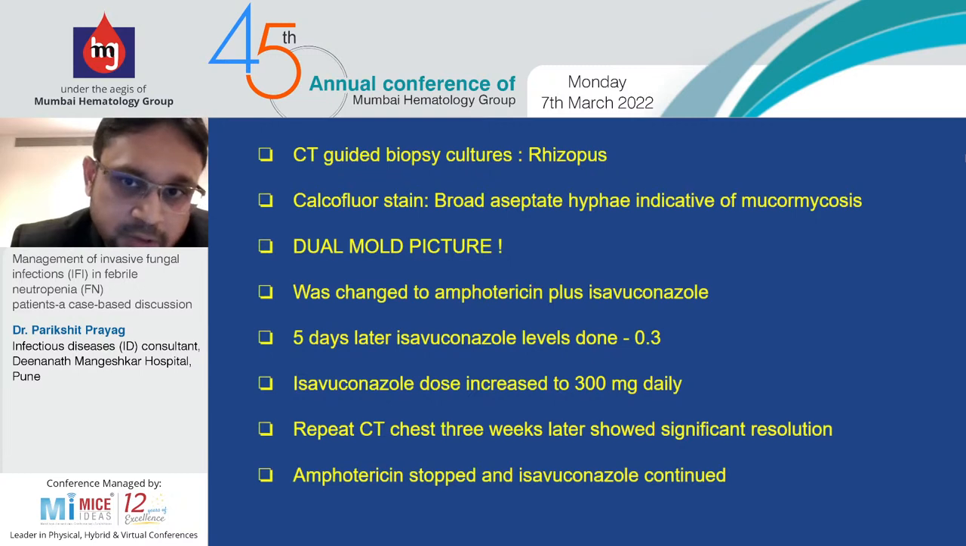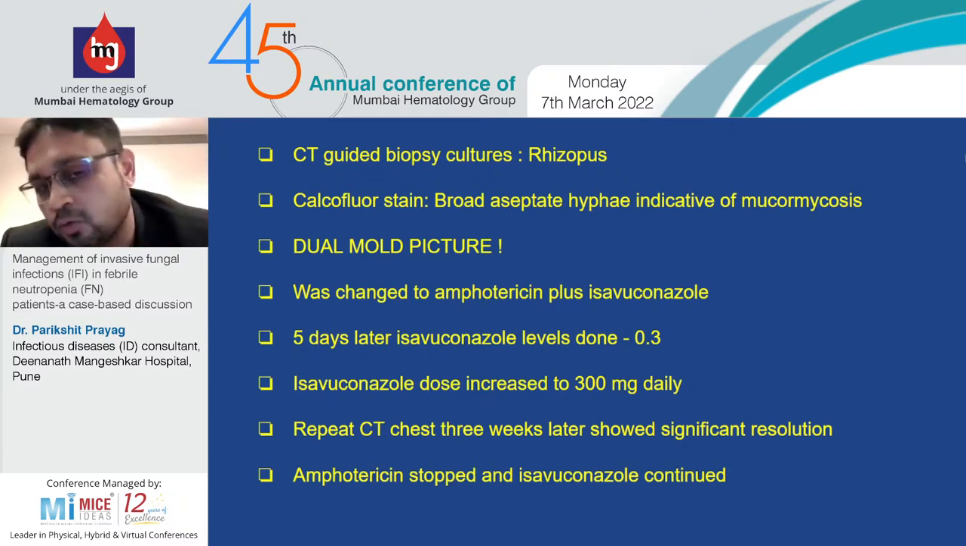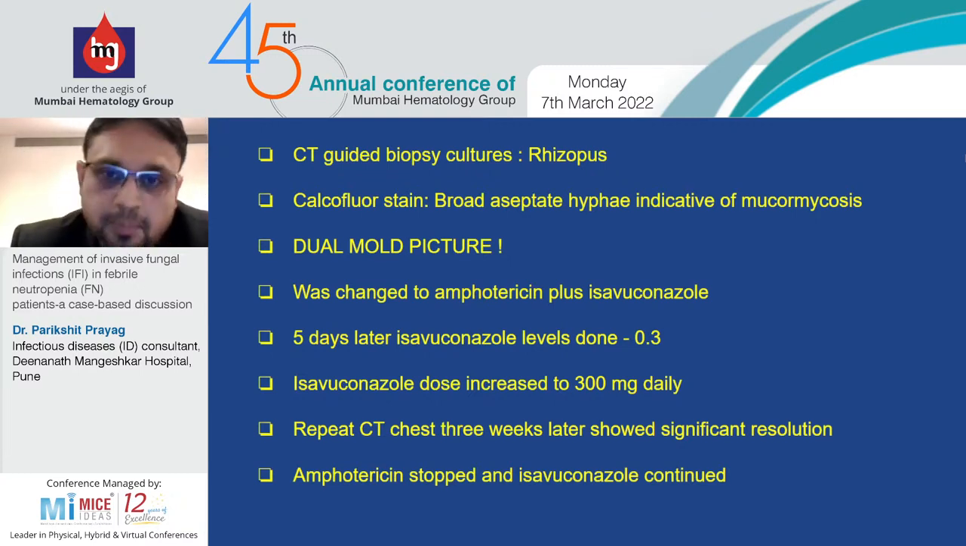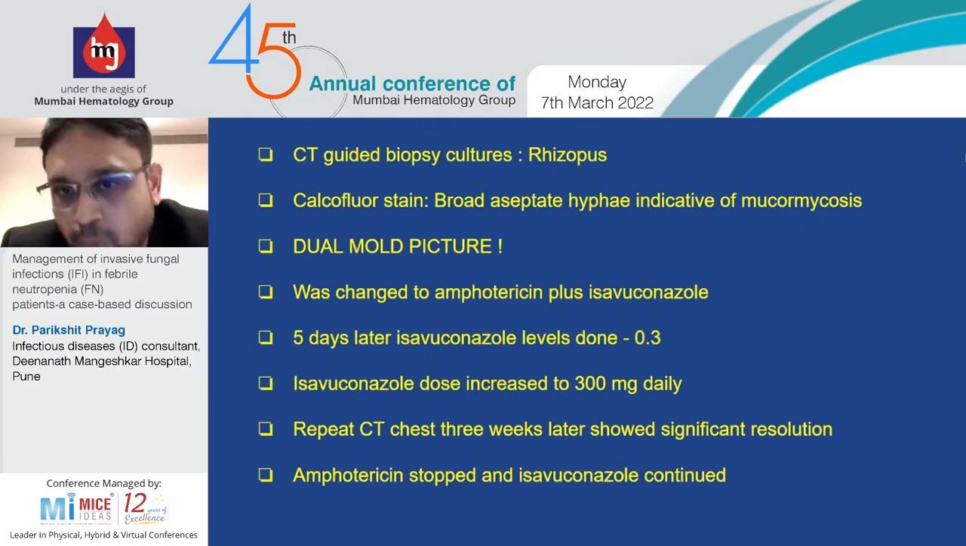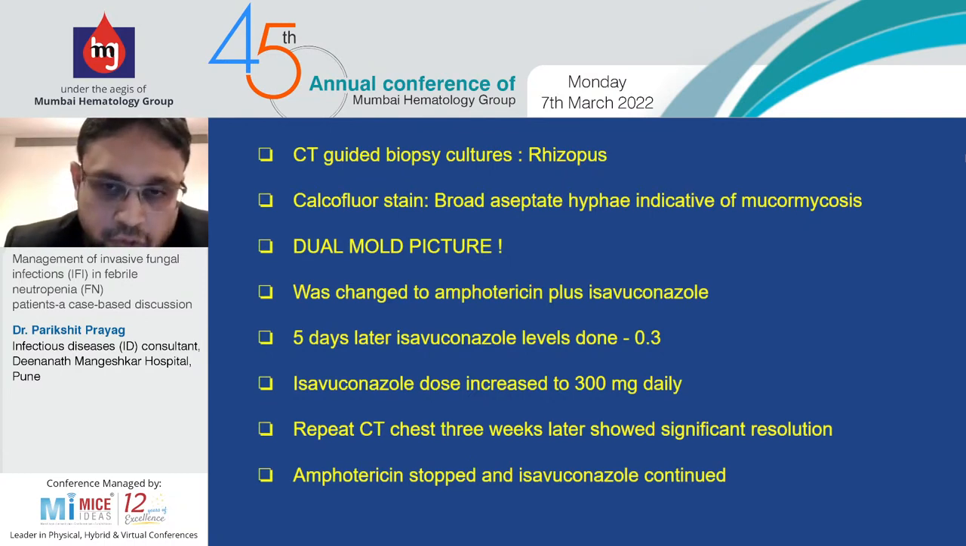So it was changed to amphotericin plus isavuconazole, because there is definitely robust data about the non-inferiority of isavuconazole with voriconazole for aspergillosis. Usually, species that are covered by voriconazole are also well covered by isavuconazole. Usually their MICs overlap pretty well. And then amphotericin is here for the mucor.